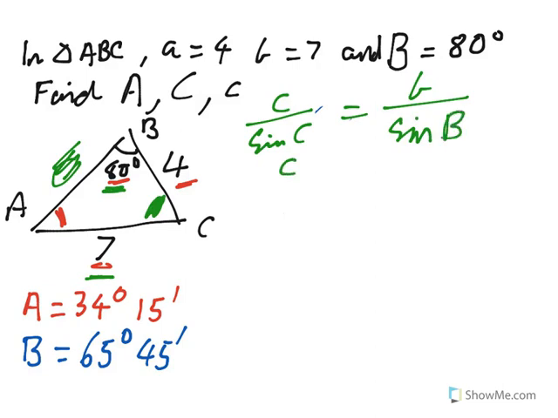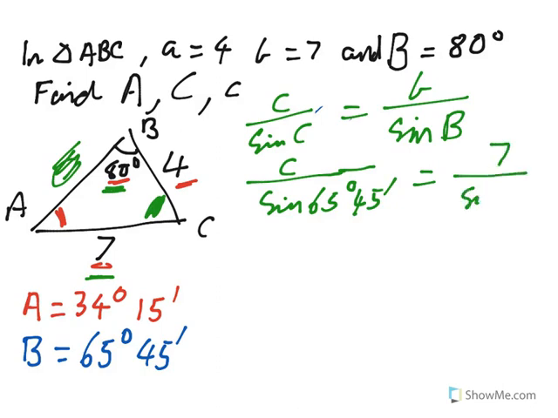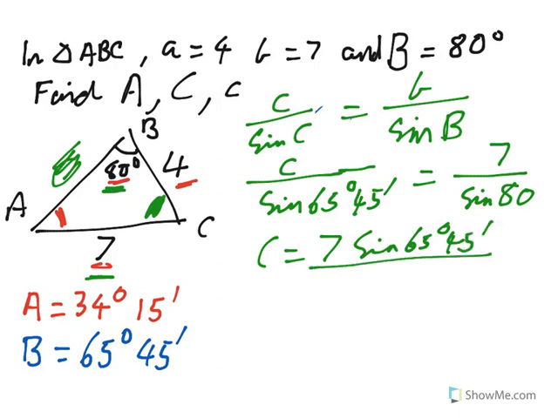And C is what we're after, sine C, that's 65 degrees 45 minutes, equals B, B is 7 over sine 80. So C then, bit of rearrangement, C equals 7 sine 65 degrees 45 minutes over sine 80.